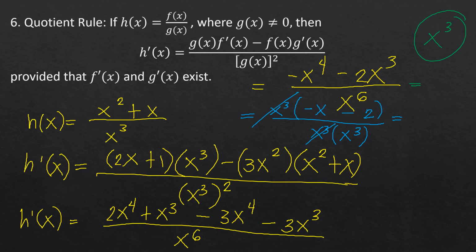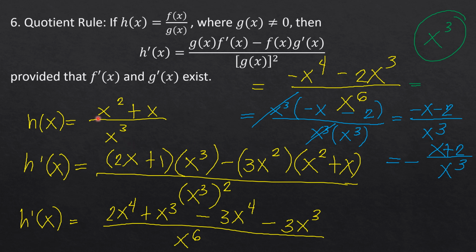Cancel x raised to 3. So we have negative x minus 2 over x raised to 3. So we can bring down the negative sign, and that will be negative of x plus 2 over x raised to 3. So any of these two will be our final answer.